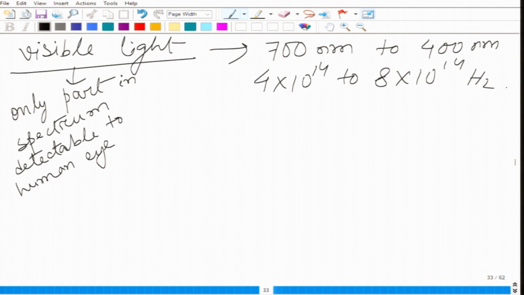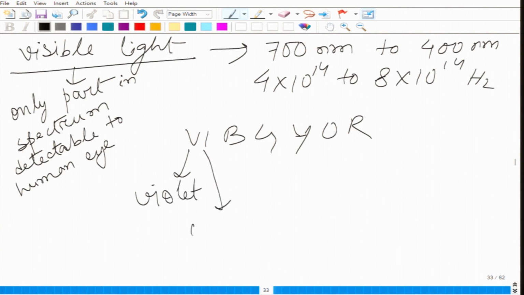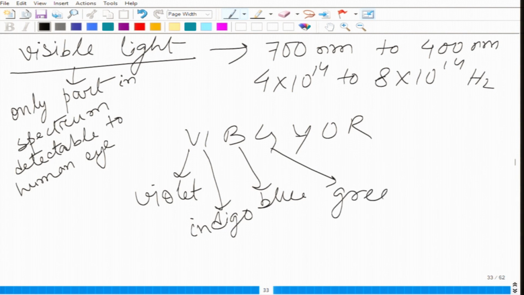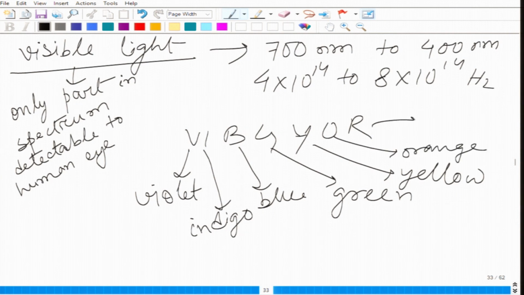Now, as we know, the visible light has a separate spectrum that is written as VIBGYOR. Violet, indigo, blue, green, yellow, orange and red that we see in the rainbow. But this is the spectrum of the visible light.